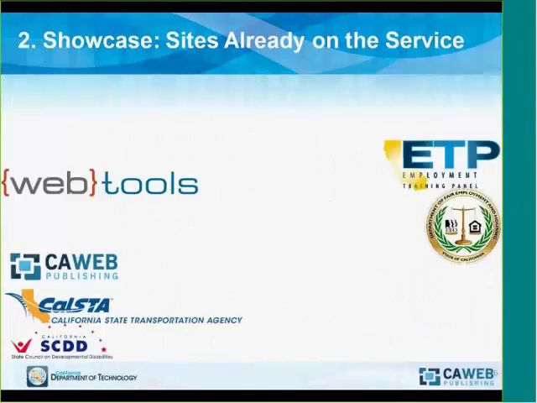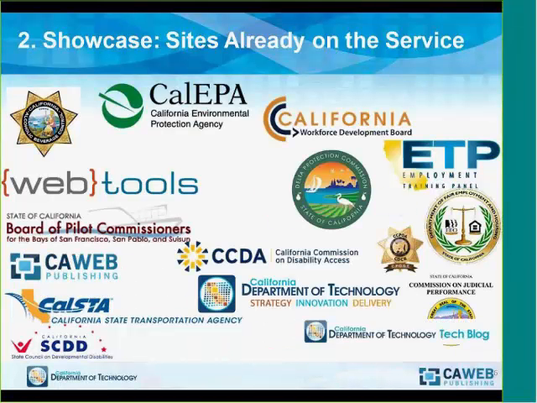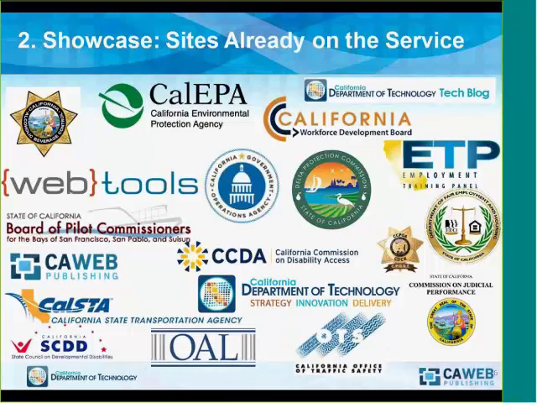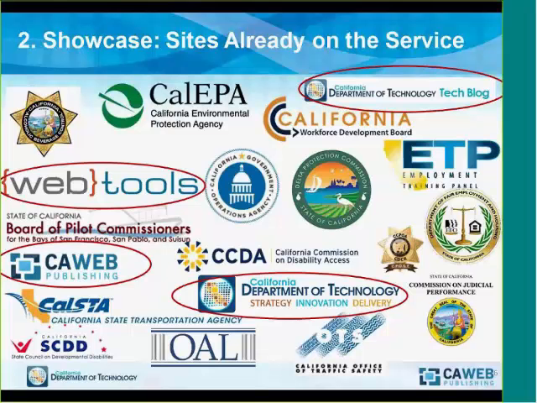So, presenting to you now our showcase of sites that are already on the service. As I said, there's about 20 that are already there. One of the things we wanted to point out is that we are eating our own dog food, so to speak. We have these 3 sites in the service that we use regularly. Web Tools, for example, the one that you often see. We have our core site for the CA Web publishing service. We've had it in there for a long time, the tech blog, and then just more recently, the California Department of Technology has redesigned their site and put it into this WordPress platform.